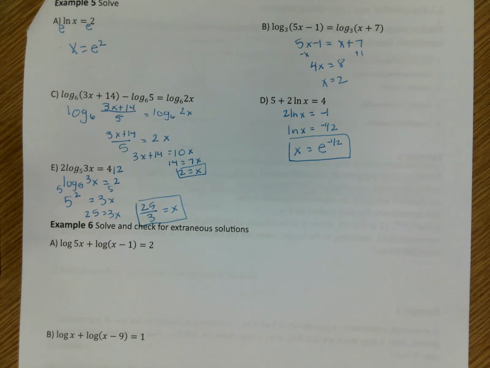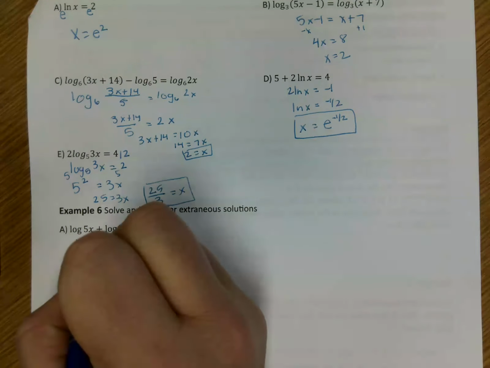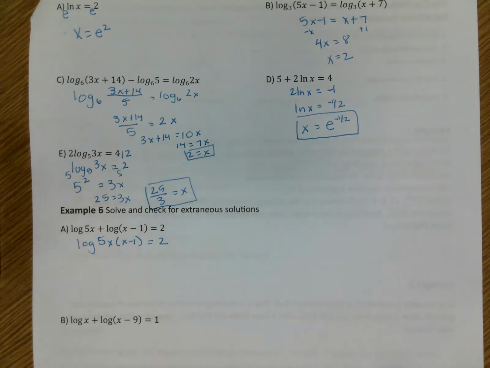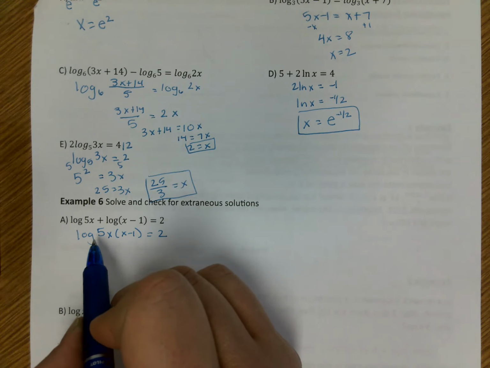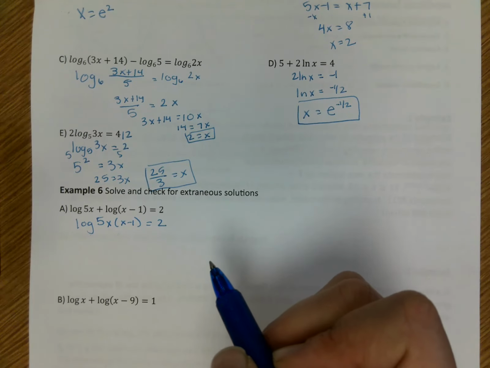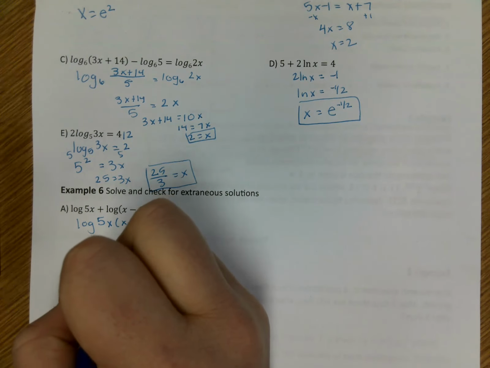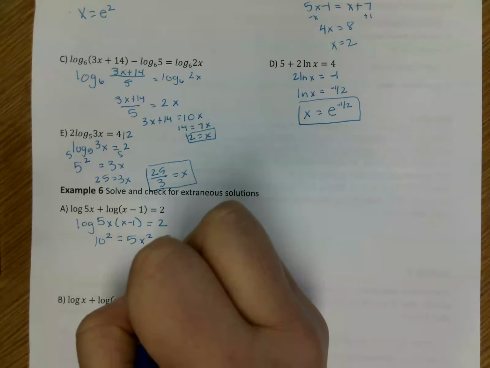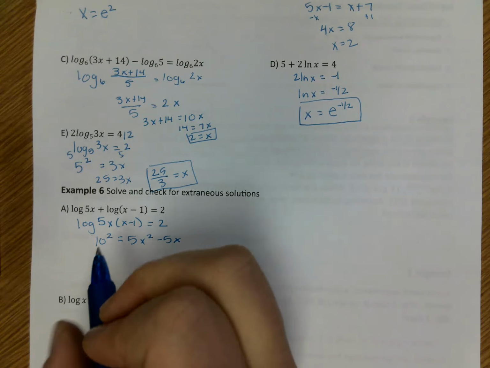Now, question number 6 is asking for extraneous solutions. So first I'm going to write this as one single log. So I have log, and then I have 5x times x minus 1 is equal to 2. My first step is getting rid of this log. So my base here is 10, so I can rewrite this in exponential form. So this would be 10 to the second power is equal to, and I'm going to distribute that 5x squared minus 5x.